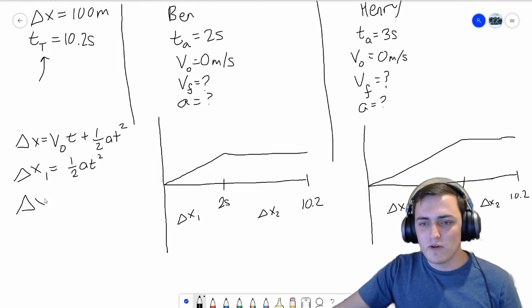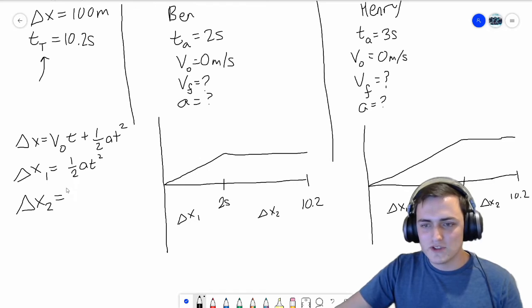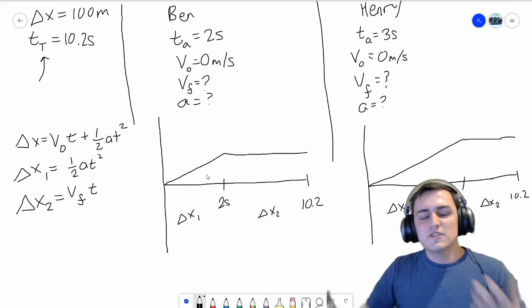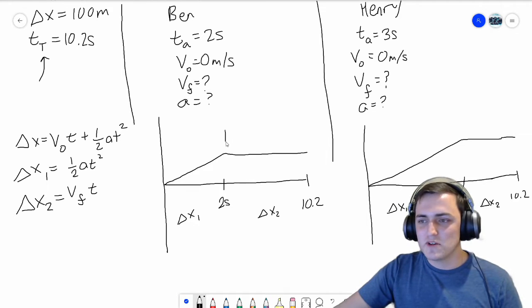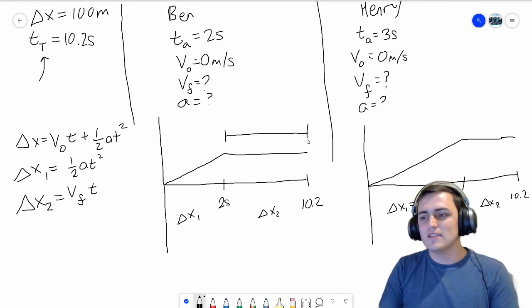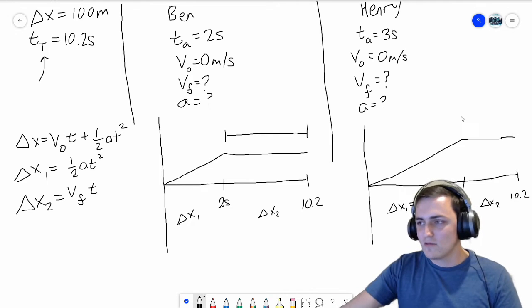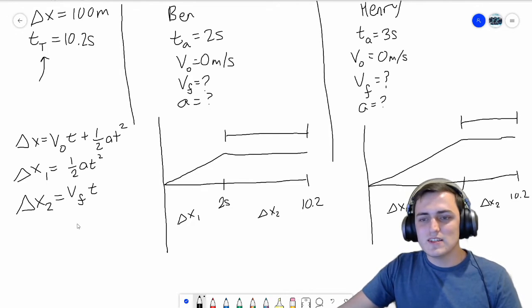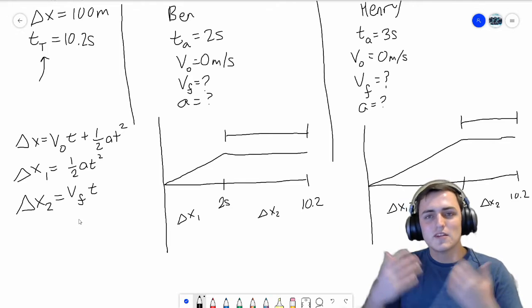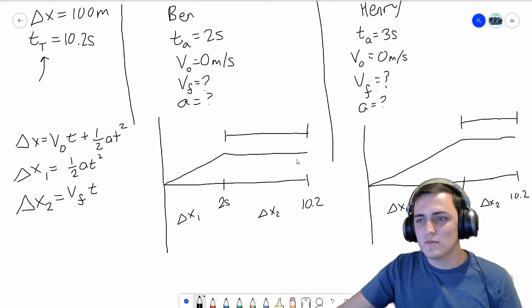And the same thing works for delta x2, where we can express their distance covered as v initial, which is actually just their v final, times time. The reason our v initial is now v final is because of the time period we are looking at. This time period starts at 2 seconds and ends at 10.2 seconds. And for Henry, it's going to start at 3 and end at 10.2. So we see that our initial velocity is really their max speed, and the time that they travel is the time of constant motion.